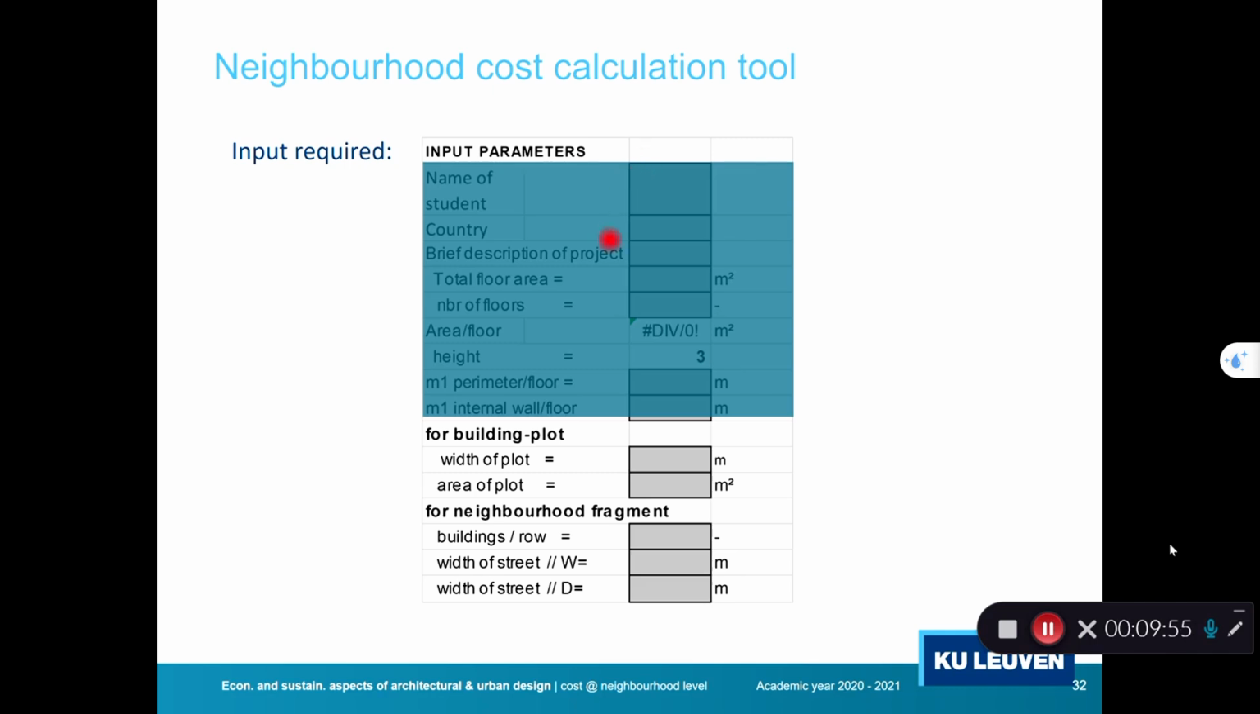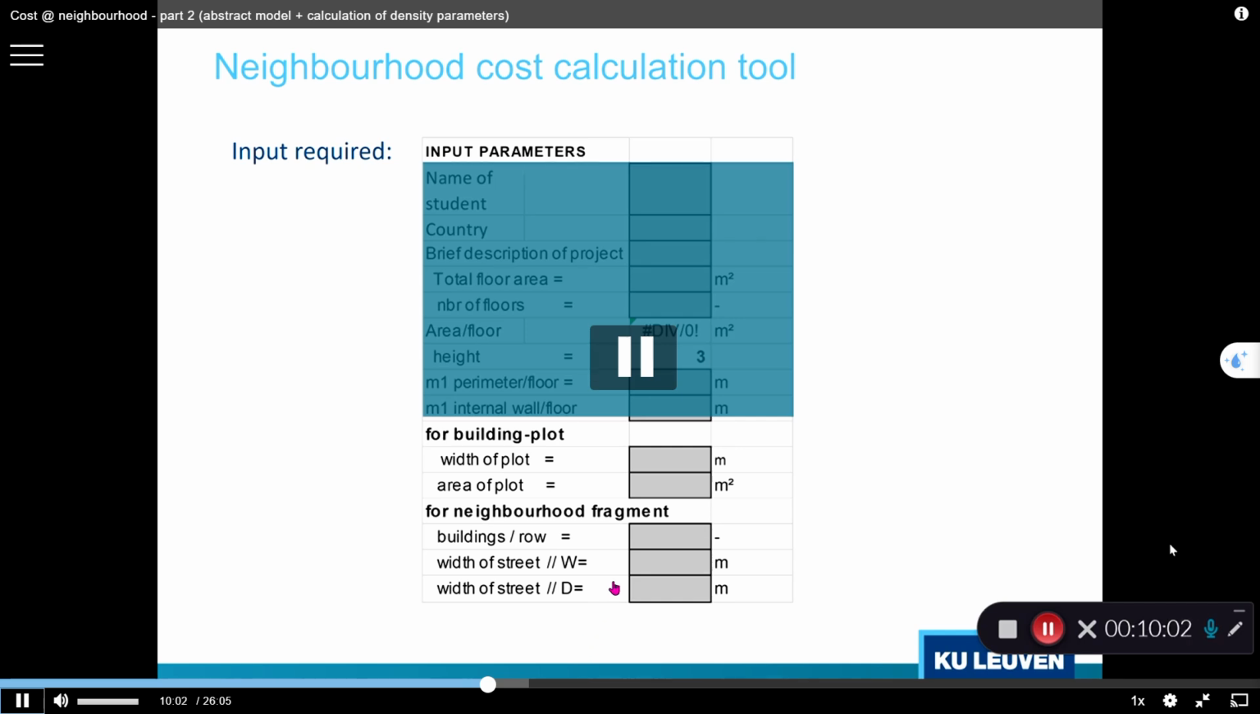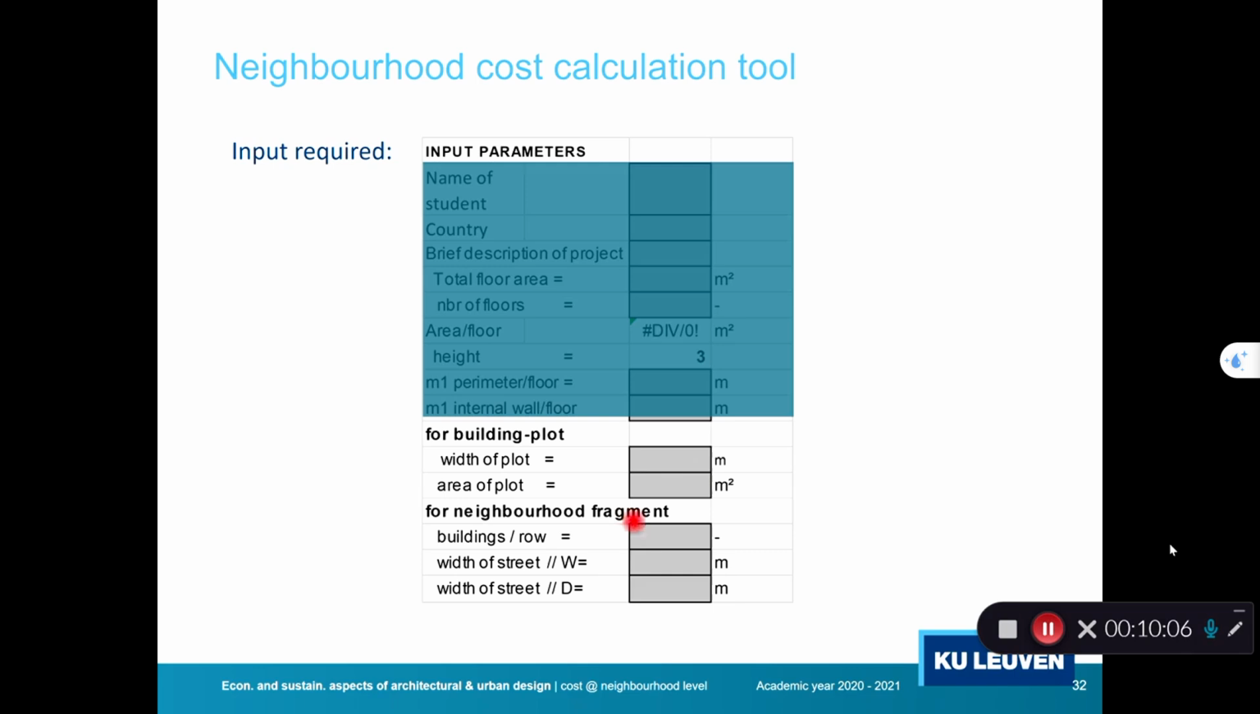Now we have 5 additional inputs that you need to provide in the Excel file to calculate all the other parameters. Namely, for the simplified model, you need to enter a width of the plot and the area of the plot. You need to define how many buildings you have for one row, and you need to define the width of the two streets. The width of the street parallel to the width of the plots, and the width of the street parallel to the depth of the plots. For each of these, you define the width in meters.